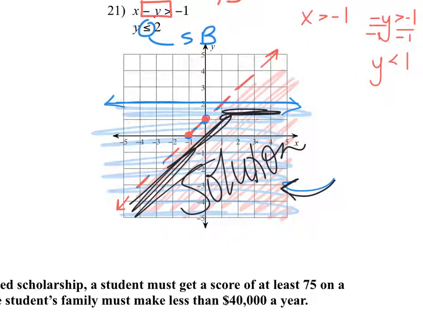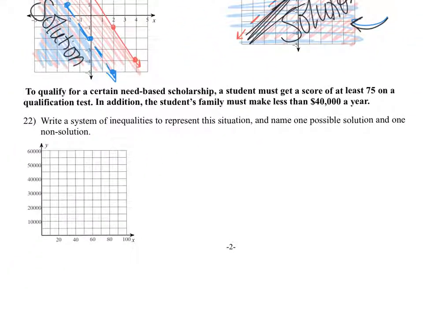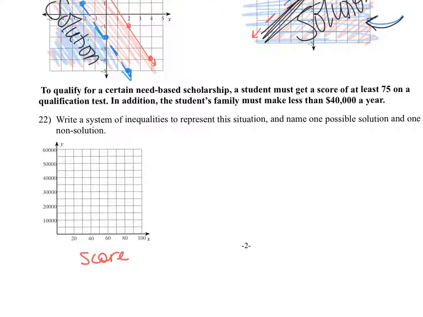All right, last question, question 22. This is quite a simple inequality. You may not realize it at first, but I think as soon as I start talking, it's going to make a lot of sense. It says, if I tell you this, and this may help, the x-axis is going to be the score, and the y-axis is going to be the family's income, which is going to be money, income.